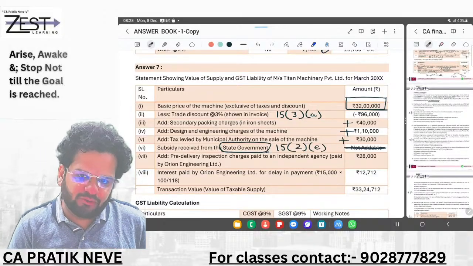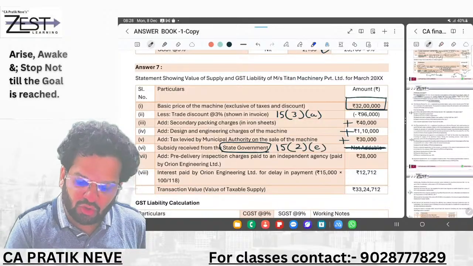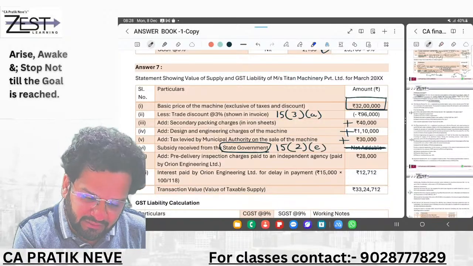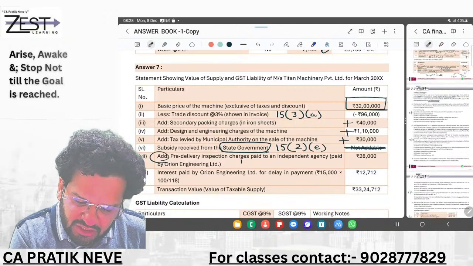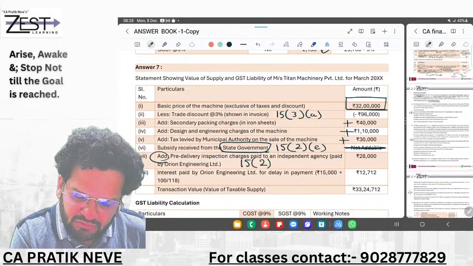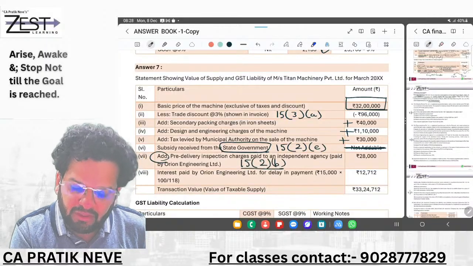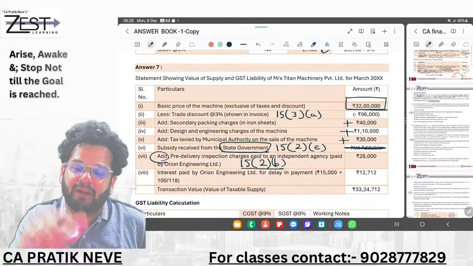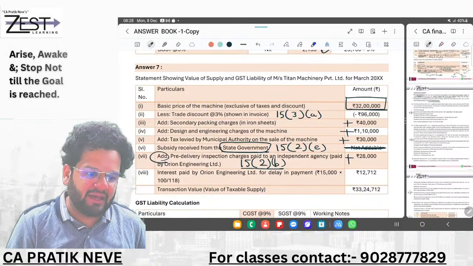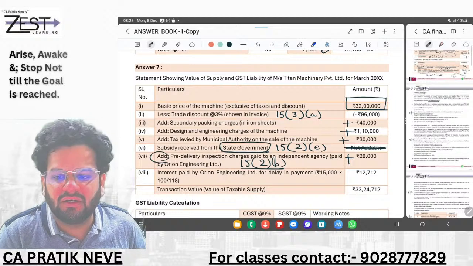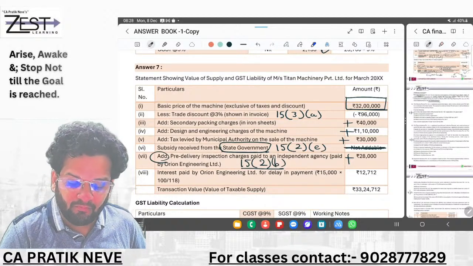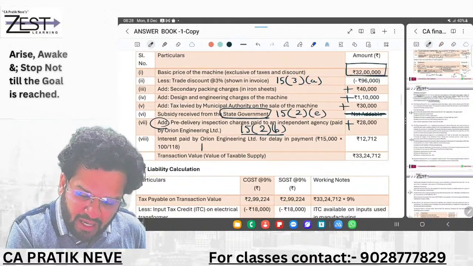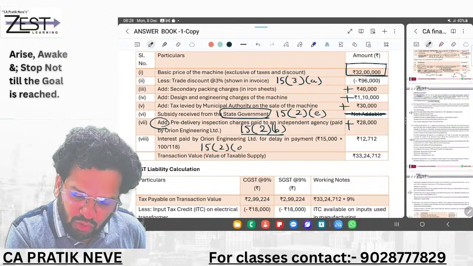And not to be included. Fantastic. So don't do anything, just neglect it. Pre-delivery inspection charges we are adding as per 15(2)(b), because this is the amount paid by recipient of supply on behalf of supplier. Interest paid we have to add as per 15(2)(d).